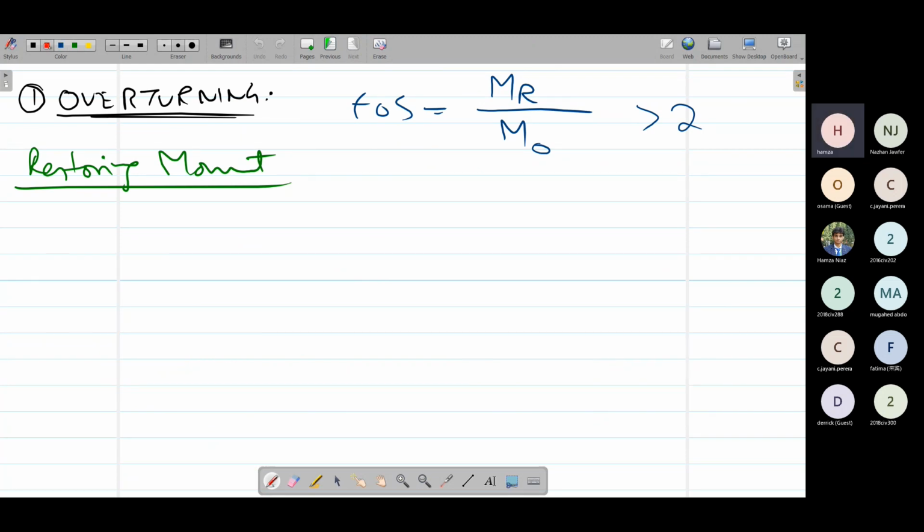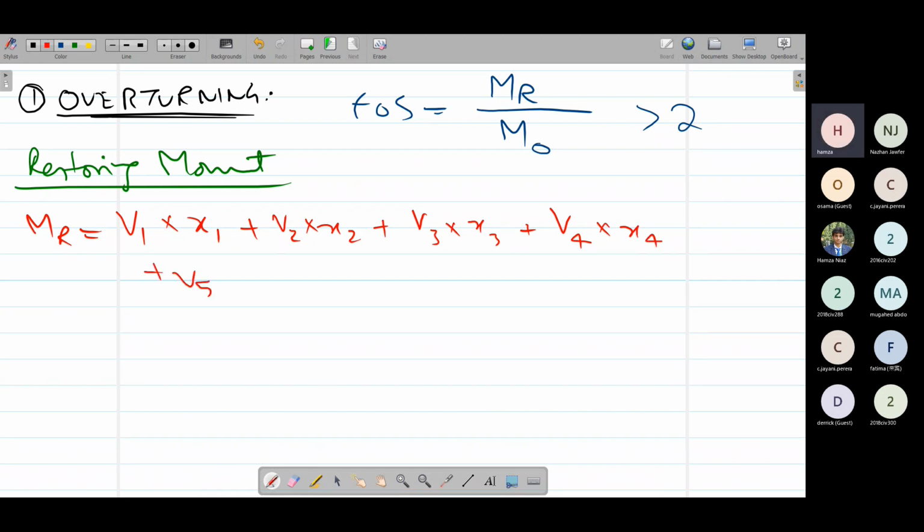So our restoring moment MR would be V1 times its length, which we can call X1, plus V2, the taper stem portion, times X2, plus V3, our backfill base slab portion, times X3, plus V4, our rectangular backfill portion, times X4, plus V5, our tapered backfill, times X5, plus V6, our front fill, times X6. Simple: multiply the weight of the forces with the moment arm, and we'll get this restoring moment.